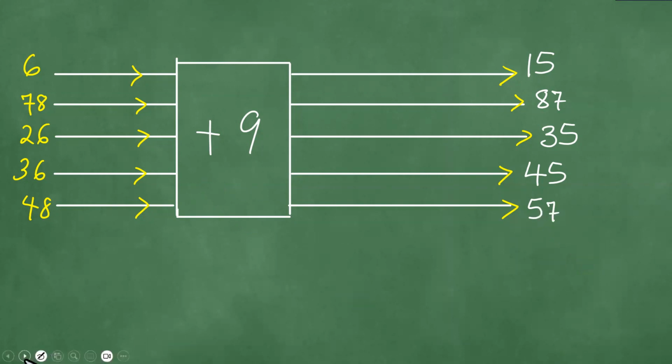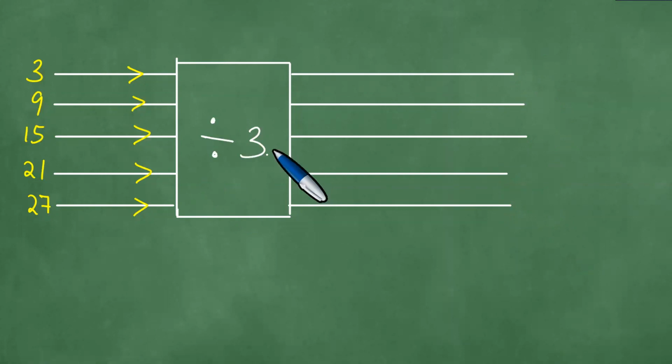Next question. Let's look at division now. We are saying this number divided by 3 equals what? So 3 divided by 3 is what, Mpile? What is 3 divided by 3? 3 divided by 3 is 1. 9 divided by 3. What is 9 divided by 3? It is 3.